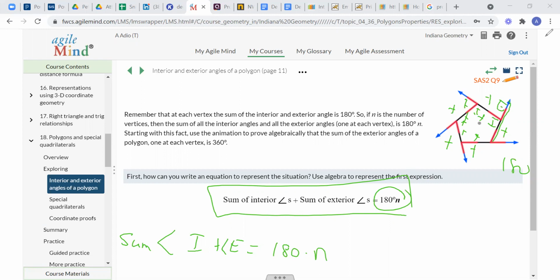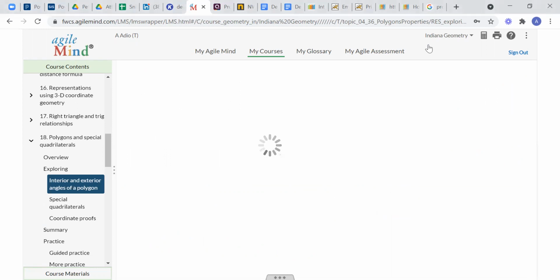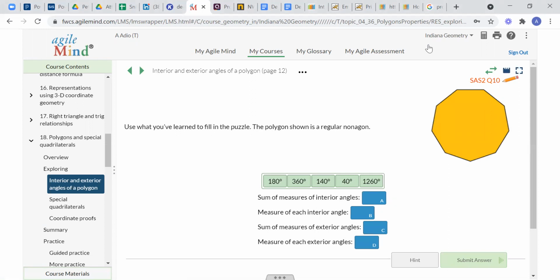My pen is dead. So here, this is a nonagon, a 9-sided figure. So the sum of interior is n minus 2 times 180. N minus 2 is 9 minus 2, 7, times 180. And 7 times 180 is 1260. So I'm going to move this down here.